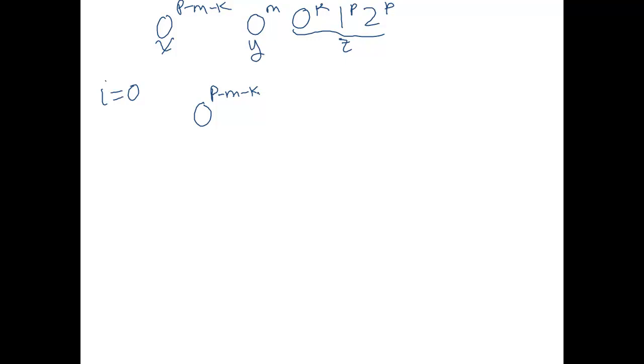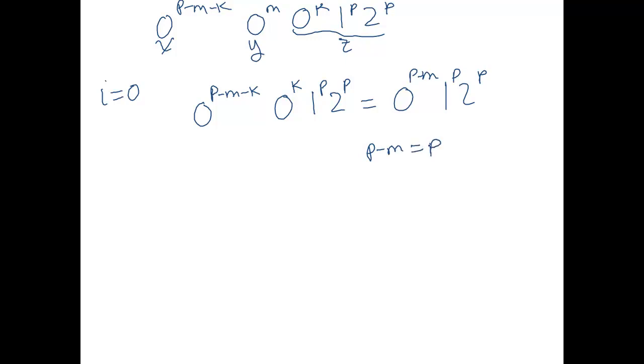And now the z piece is 0 to the k, 1 to the p, 2 to the p. This is actually equal to 0 to the p minus m, 1 to the p, 2 to the p. So really what we did is we just removed the y piece. We showed that we could remove the y piece. How do we know that this string is not in the language? This requires just a little extra thought.